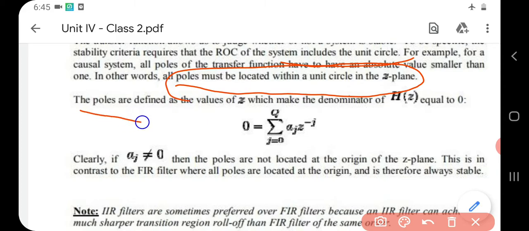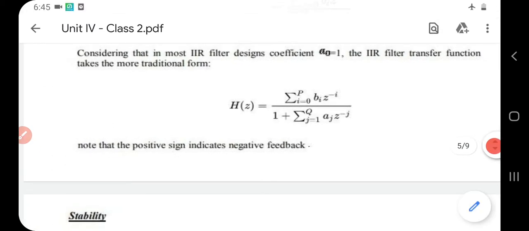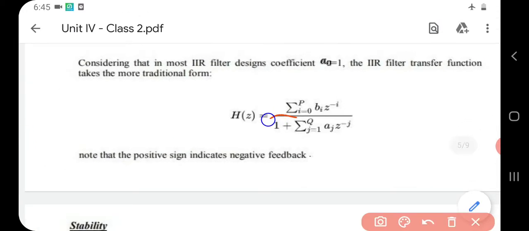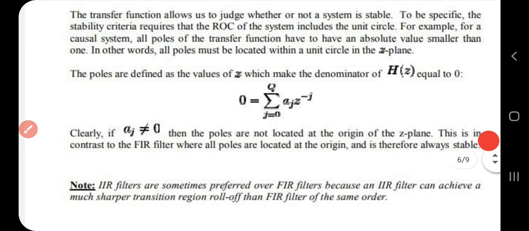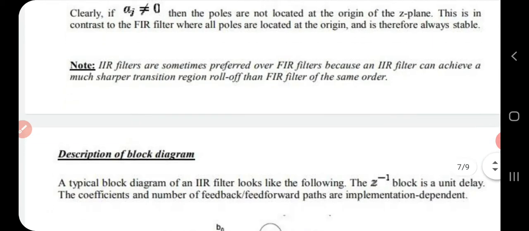Now the poles are defined as the values of Z which make the denominator of H(z) equal to 0. That is, this one's denominator equal to 0. All this we have studied in the class that dealt with the transfer function, numerator getting 0, denominator getting 0, so I am not explaining it again. Clearly, if aj is not equal to 0, then not all poles are located at the origin of the Z plane. This is in contrast to the FIR filter, where all poles are located at the origin and it is therefore always stable.